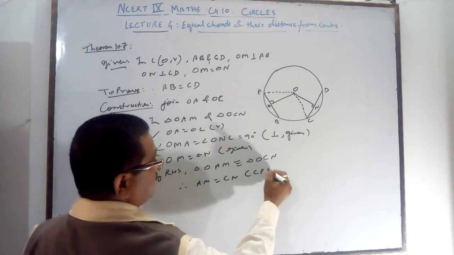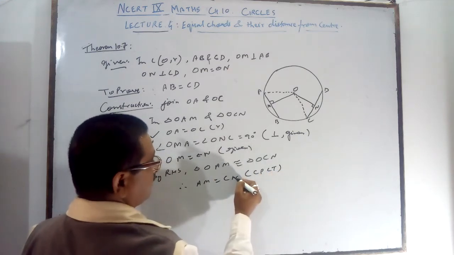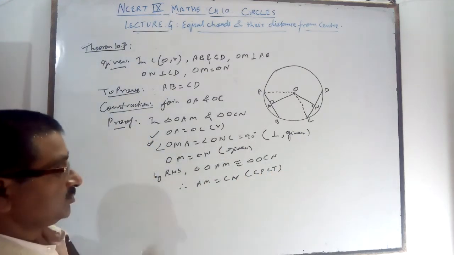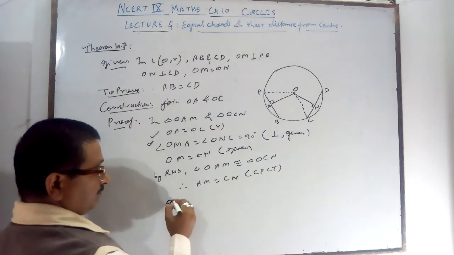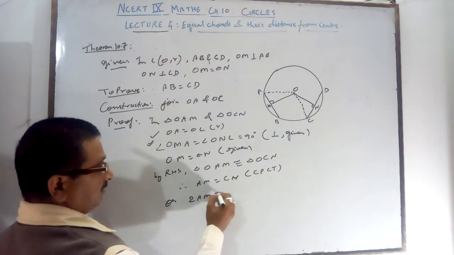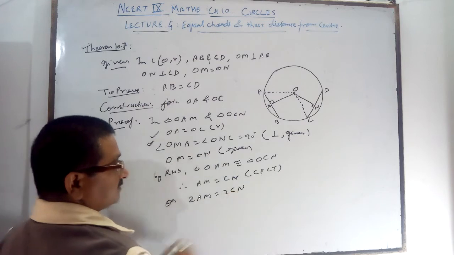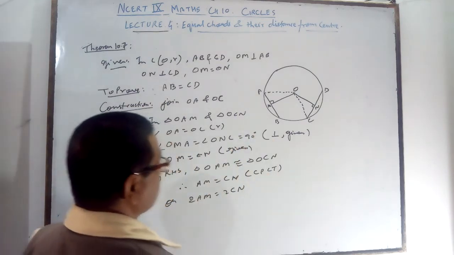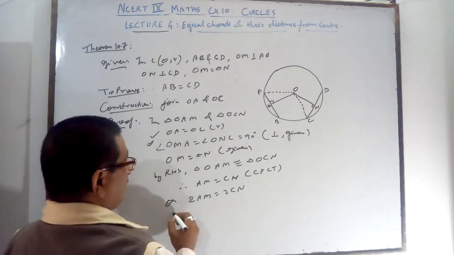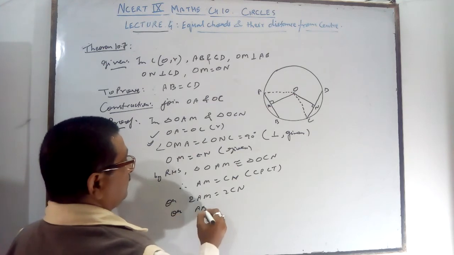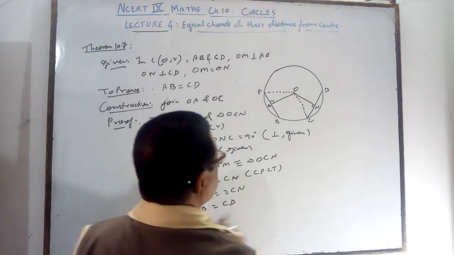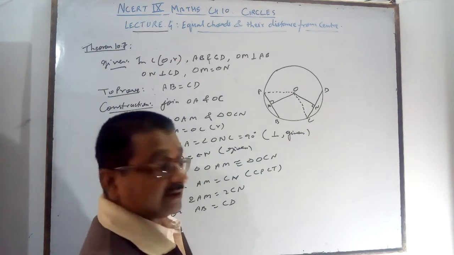It is by CPCT, but it is not over here. AM is equal to CN, so twice of AM is also equal to twice of CN. Or you can write AB is equal to CD. That you will get.